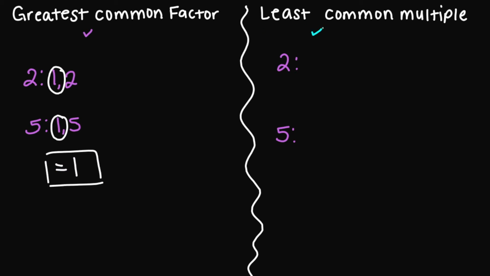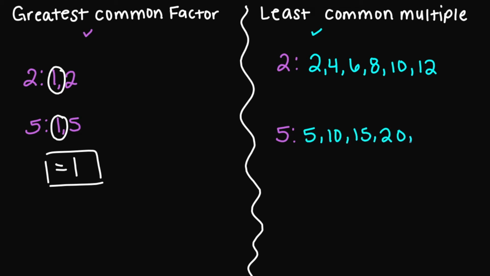Let's look here for my LCM. We're going to list the multiples of 2. We have 2, 4, 6, 8, 10, 12. We'll stop here for now. For 5, we have 5, 10, 15, 20, 25, and we'll stop here for now. The smallest common multiple that both of these numbers share is going to be the number 10. So your LCM here is going to be the number 10.